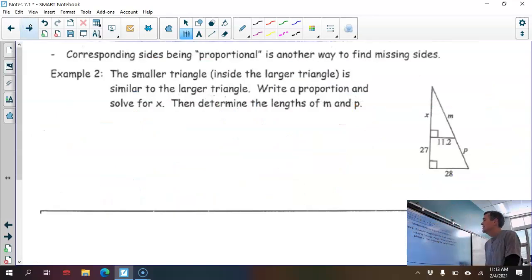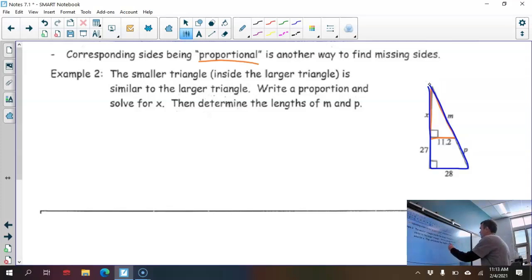Here we go. Corresponding sides being proportional is another way to find missing sides. So let me show you what we're going to do here. The smaller triangle inside the larger one is similar to the larger triangle. So the orange triangle is similar to the blue triangle.